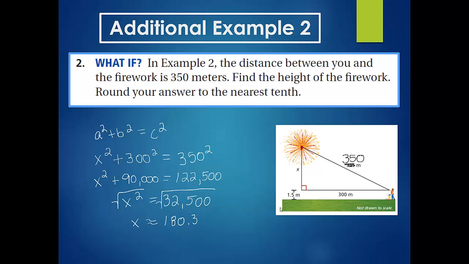Again, if you look at our diagram, you can see that we have to add in this 1 and 5/10 because our triangle is sitting up above 1 and 5/10 meters. So we're going to take 180 and 3/10 and add 1 and 5/10. And we will get 181 and 8/10. So it'd be 181 and 8/10 meters. And again, this is approximately because we estimated 180 and 3/10. So it'd be approximately 181 and 8/10 meters.